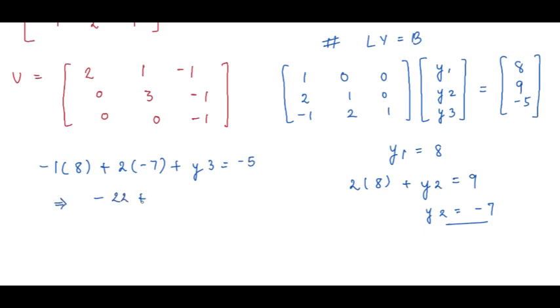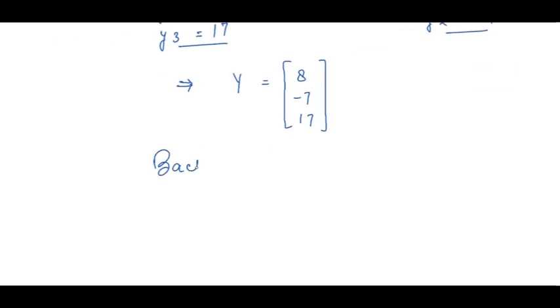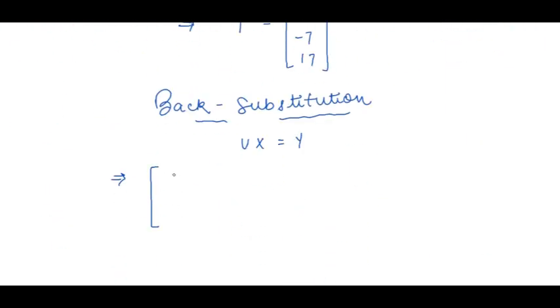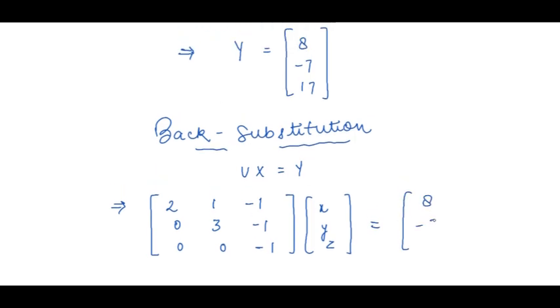Then minus 22 plus y3 equals minus 5, and hence this y3 becomes 17. Therefore, this y vector becomes 8, minus 7, and 17. Now using the back substitution method, we have Ux equals y. Again, multiplying these two matrices together and equating it to the y matrix, that is 8, minus 7, and 17.